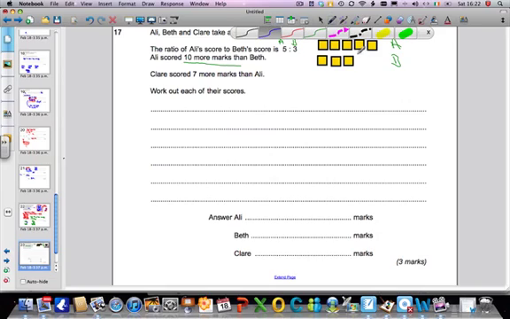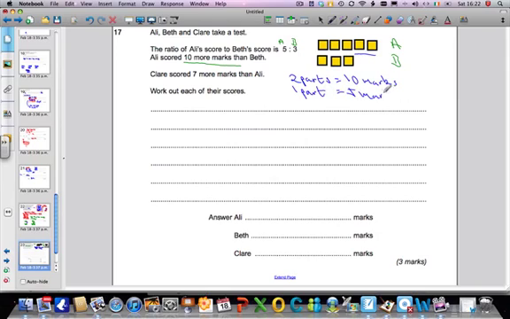So that must mean if Ali got 2 more parts than Beth, that means 2 parts must equal that 10 extra marks. So 2 parts is 10 marks. 1 part must be 5 marks. That means we should be able to work out all of their scores now. Right, Ali got 5 parts. So that means Ali got 5 lots of 5, which is 25 marks. Beth got 3 parts, which is 3 lots of 5, which is 15 marks.